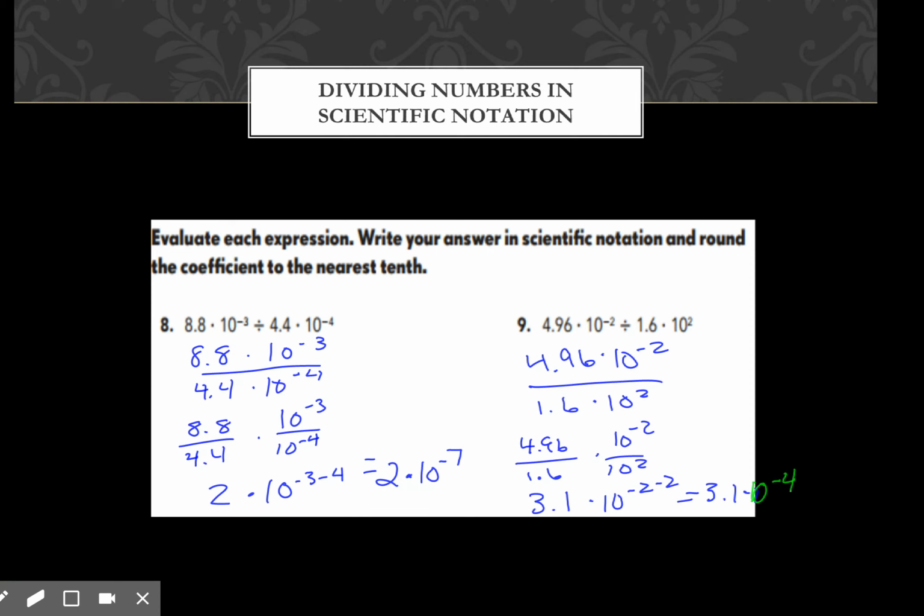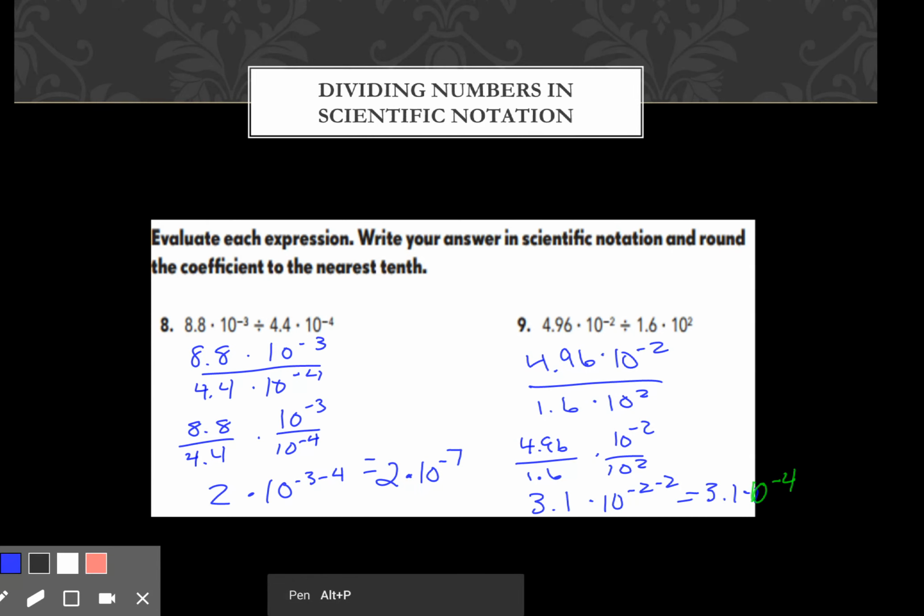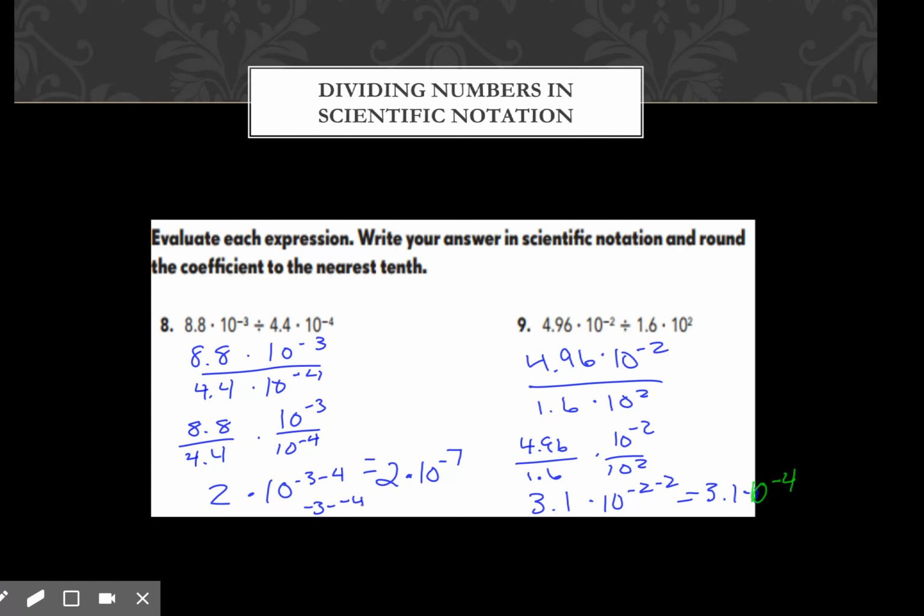Okay, I want to make a correction on this one over here. I apologize. I did -3 minus 4. It should have been -3 minus a -4. So this actually is 2 times 10 to the first power. Sorry about that. But you've reached the end of chapter 2. You've done a great job. Remember, you can look back on any video anytime.